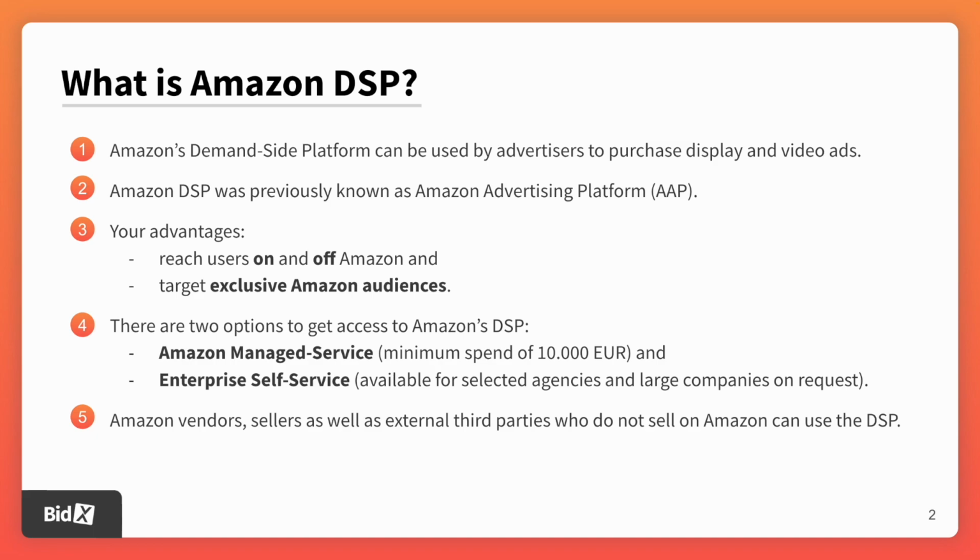More to that later. At the moment, there are two options to get access to the Amazon DSP, which is the Amazon Managed Service, where you need a minimum spend of 10,000 euros, or the Enterprise Self-Service, which is only available for selected agencies and large companies on request. What is also pretty special about the DSP is that not only Amazon sellers and vendors can use it, but also external third parties who do not sell on Amazon.